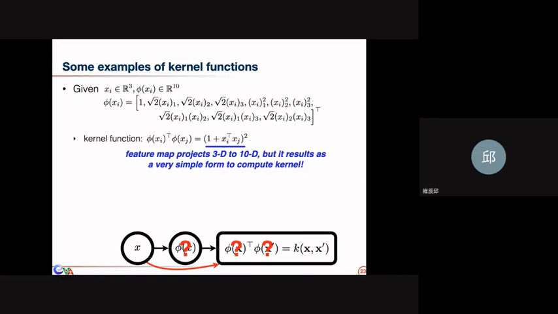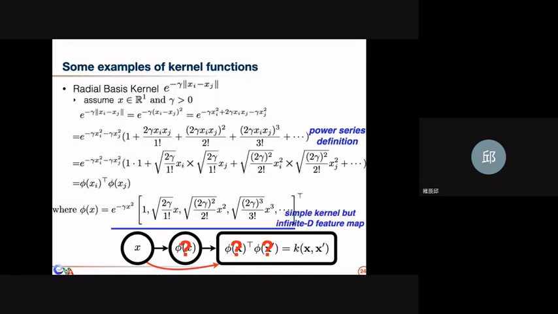So once I know how to compute a simple kernel, and I know this kernel is related to a specific feature representation, then it's already good enough, right? Because later on you will see that the only computation you need is the kernel function. You don't really need to compute the feature representation explicitly.